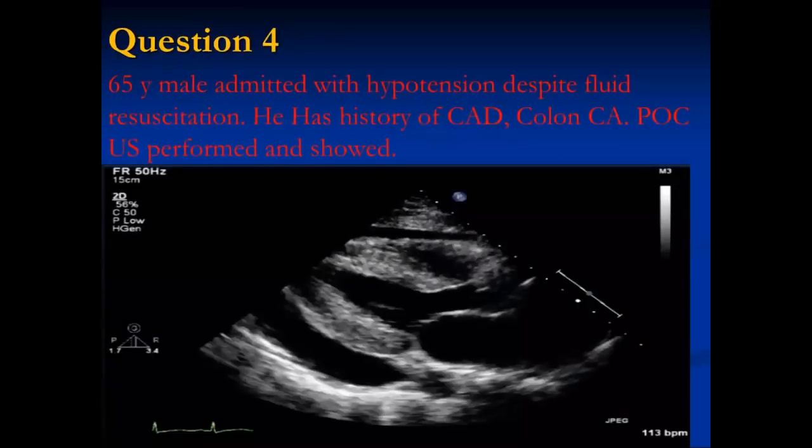This is another question. 65 years old, admitted with hypotension despite fluid resuscitation. History of coronary artery disease, colon CA. Point of care ultrasound is done, and this is what it showed. Again, it's parasternal long axis, and just to familiarize you, this is left atrium, left ventricle, outflow tract, right ventricle, and there is something there. I'm not going to point it out, but hopefully you see it. What's the cause of shock here?